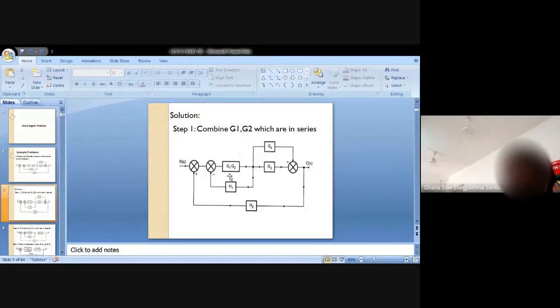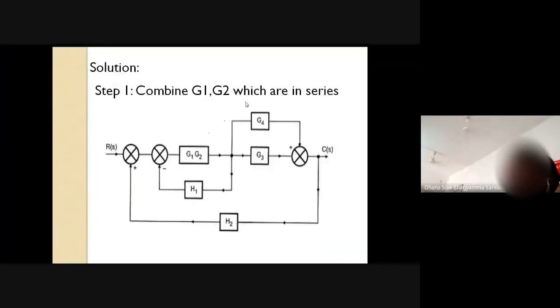So step 1, combining G1 and G2 which are connected in series. Since they are connected in series, you have to multiply the gain values of those blocks. Multiplying the gain values of those blocks, you will get G1 into G2. So this is our step 1.